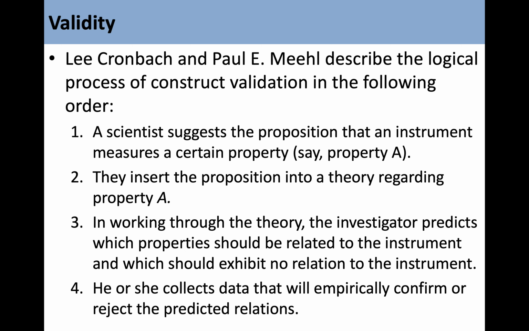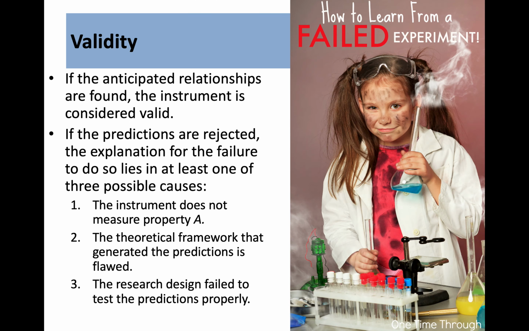Lee Cronbach and Paul E. Meehl describe the logical process of construct validation in the following order. A scientist suggests the proposition that an instrument measures a certain property, say property A. They insert the proposition into a theory regarding property A. In working through the theory, the investigator predicts which properties should be related to the instrument and which should exhibit no relation to the instrument. He or she collects data that will empirically confirm or reject the predicted relations. If the anticipated relationships are found, the instrument is considered valid.